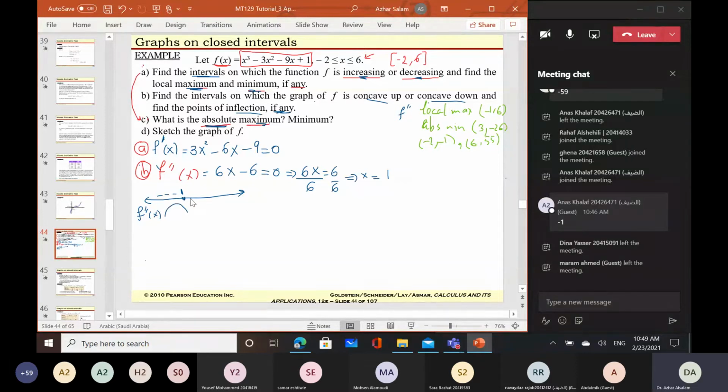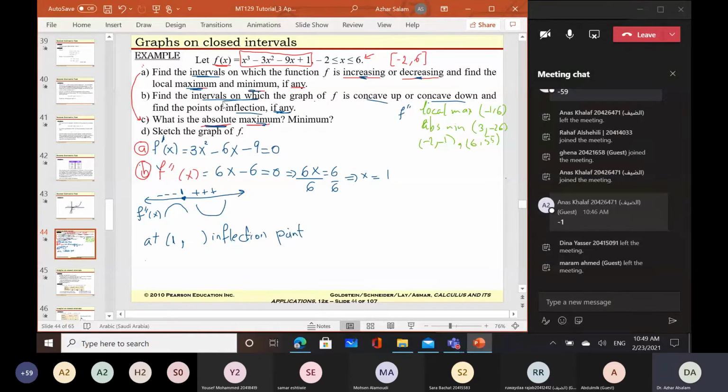And greater than 1, for example 2. 2 multiplied by 6, 12, minus 6, it will be plus 6. So it will be here concave up. So at x equals 1, which is 1, and here the y coordinate, it will be an inflection point.